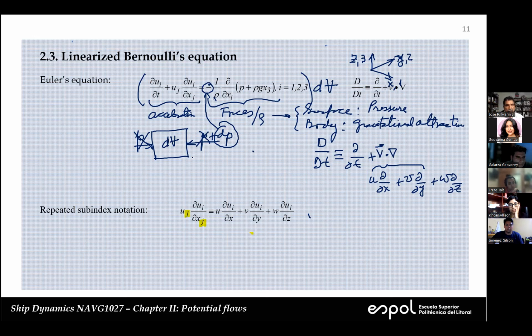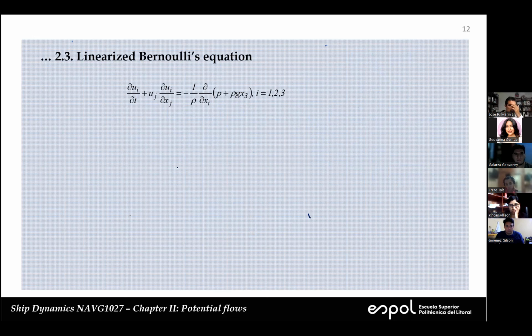So let's start with this equation: summation of forces equal to mass times acceleration for a fluid particle. From there, we're going to deduce, first, Bernoulli's equation, and then we linearize it, because that's usually the way we use it. So let's go. That's the equation. It's the same equation that we had before.